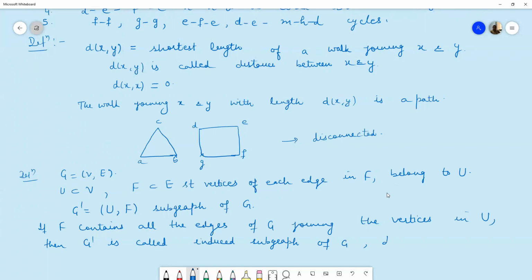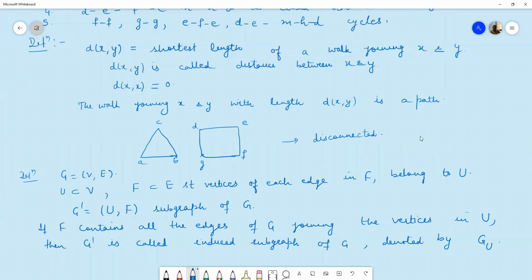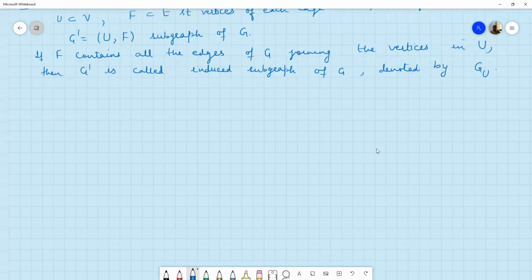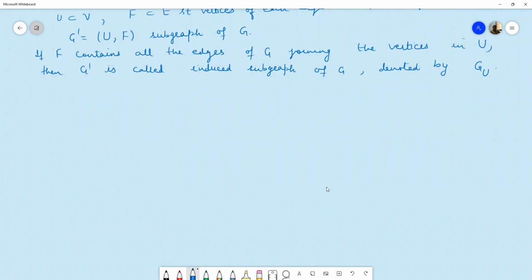And it will be denoted by GU. It is induced by the subset U. Now if we take U to be the entire set V of vertices, then G dash is called a spanning subgraph. If U is equal to V, then G dash is called a spanning subgraph.